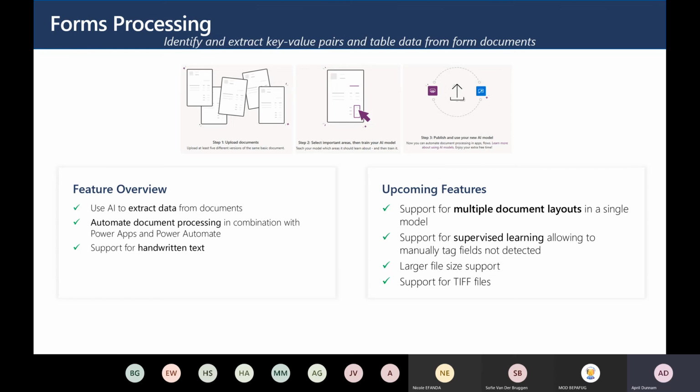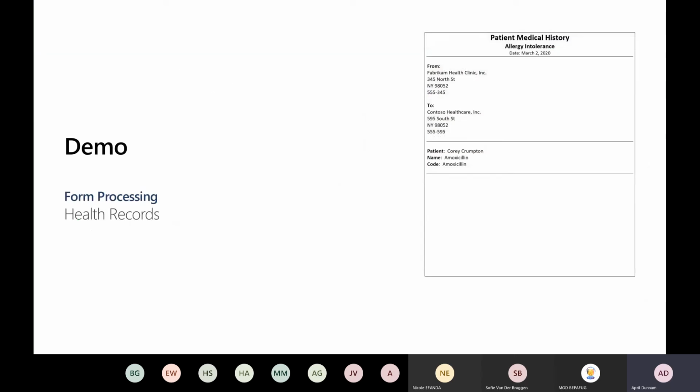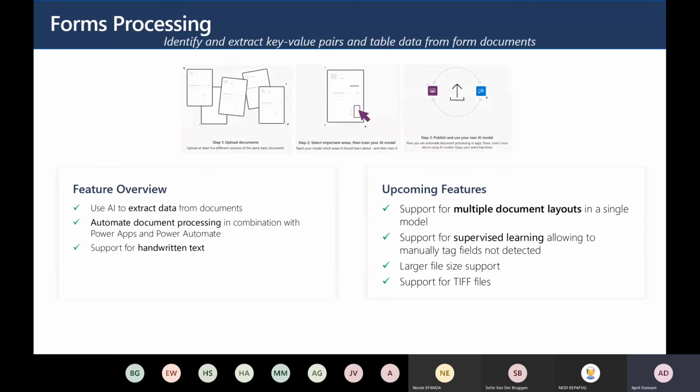It's going to use that AI to extract data from documents and automate the processing of that. And there's also support here for handwritten text. Now, for this to truly work, you need to make sure that the documents you're training your model for are the same. In the demo I'm going to show you, it's going to be for health records. So it's going to be this standard form where it has allergy intolerances, a from and a to, patient name, drug name, and code. It's all standard information, and that's how form processing is going to work best.